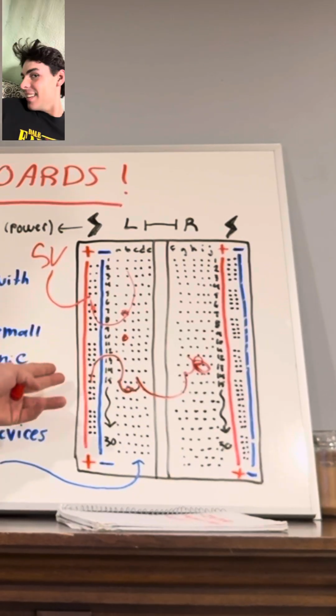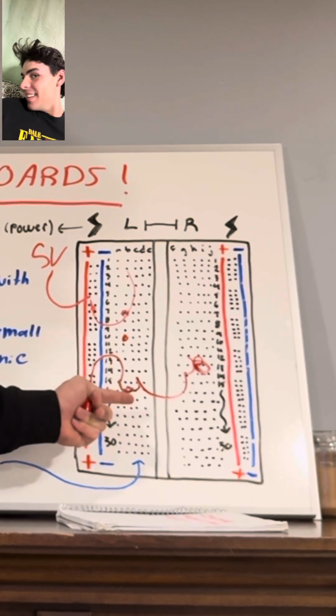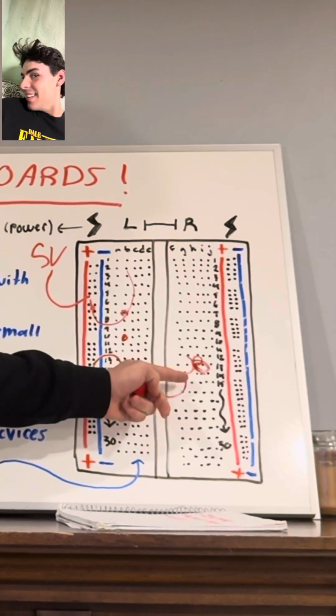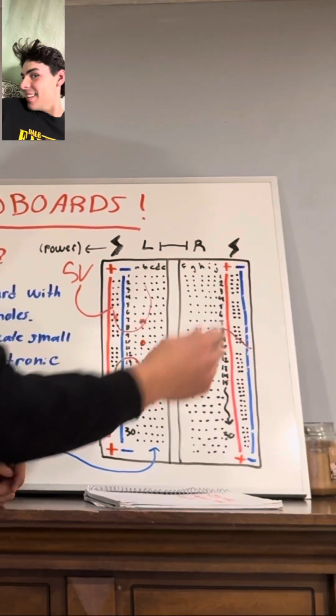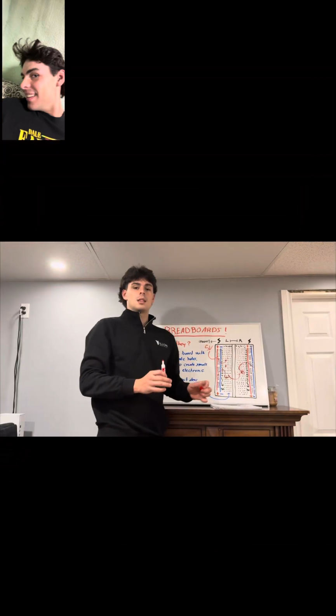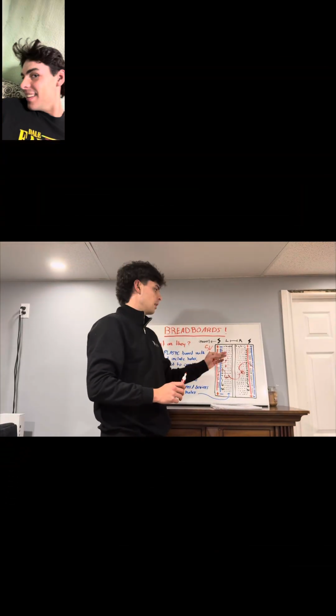Now we have our main power wire that goes into a fuse and skips over to this side onto a light. Now all we have to do is ground it. That is the basic principle of a breadboard.